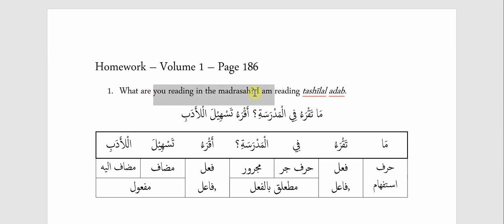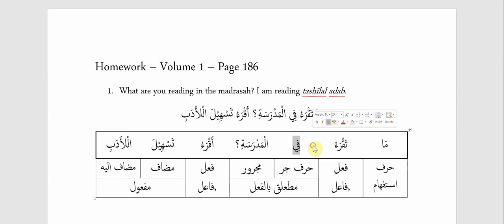You reading in the madrasa. So you reading is going to be second person singular masculine. That's from aqra'u. Sorry, it's going to be from qara'a yaqra'u. It's going to be taqra'u. That's your fi'il and your fa'il because this contains anta within it. And then there is no maf'ul in this portion. You have fil madrasati, in the madrasa.